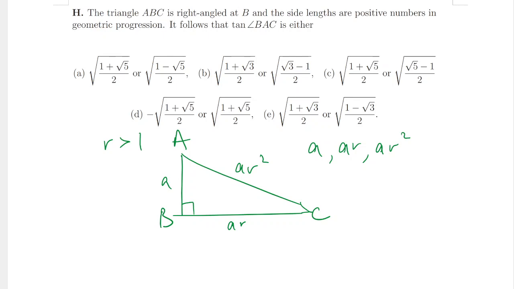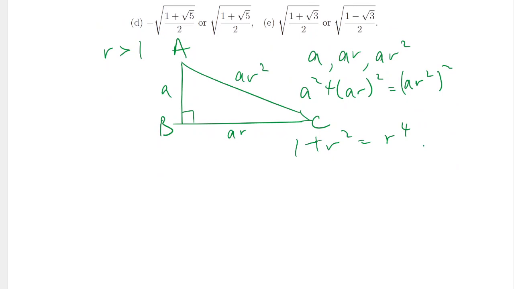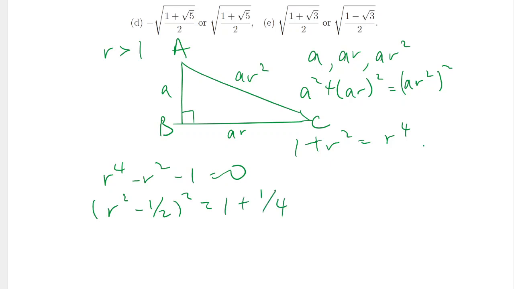Right angle triangles remind us of Pythagoras, of course. So a squared plus ar squared equals ar squared, all squared. Then the a squareds cancel nicely, so 1 plus r squared equals r to the 4. We have to solve this, which is quite a pain, because this is a quadratic in disguise. So we just complete the square as usual: r squared minus a half, all squared, equals 1 plus a quarter, which is 5 quarters.